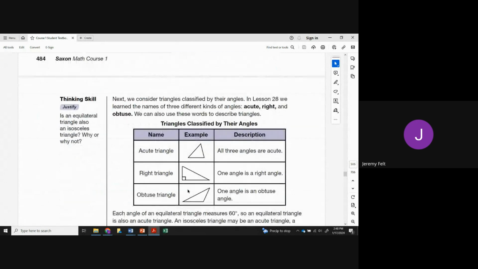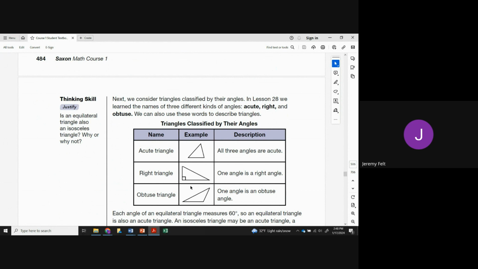And then we have the ability to classify them by their angles. So we have acute, which means all of the angles are less than 90 degrees. A right triangle means that one of our angles is 90 degrees or a right angle. And then obtuse means one of our angles is greater than 90 degrees. Again, you may say, well, this right triangle has an acute and acute, okay, but it has one right angle, so we call it a right triangle.